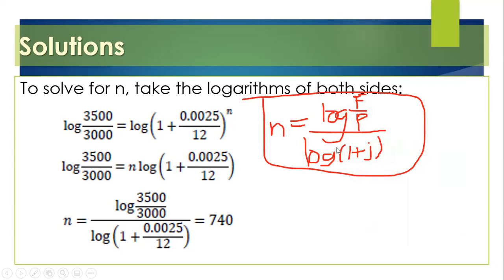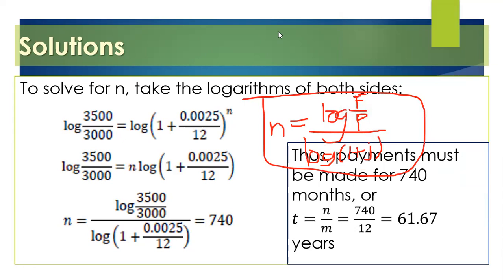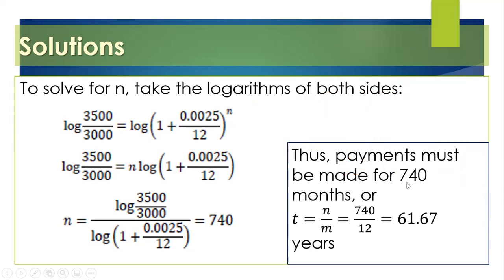Pero hinahanap sa atin ay yung number of years, t. Thus, payments must be made for 740 months. Okay? Since monthly nga pala. So, 12 yung m natin since monthly. So, t is equal to n over m. 740 over 12 is 61.67 years. Na? So, imagine that. 61.67 years. So, 740 months rin po yun.